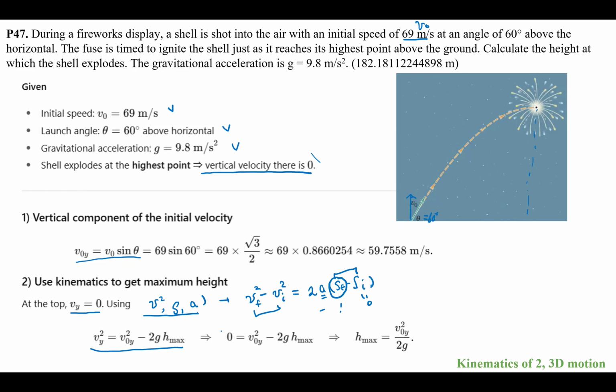So we note that Vy becomes 0 at the maximum height, and then we get this relationship such that Hmax is given by this one. We know what V0y is, and we know what g is, then you can calculate H.